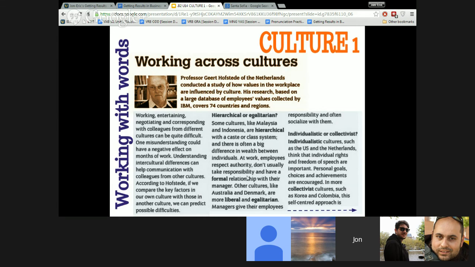And there is often a big difference in wealth between individuals. At work, employees respect authority, don't usually take responsibility, and have a formal relationship with their manager. Other cultures, like Australia and Denmark, are more liberal and egalitarian. Good. Okay. Managers give their employees responsibility and often socialize with them. Okay, very good. So that's our first choice. Is it hierarchical or is it egalitarian? That's your first choice in talking about cultures.